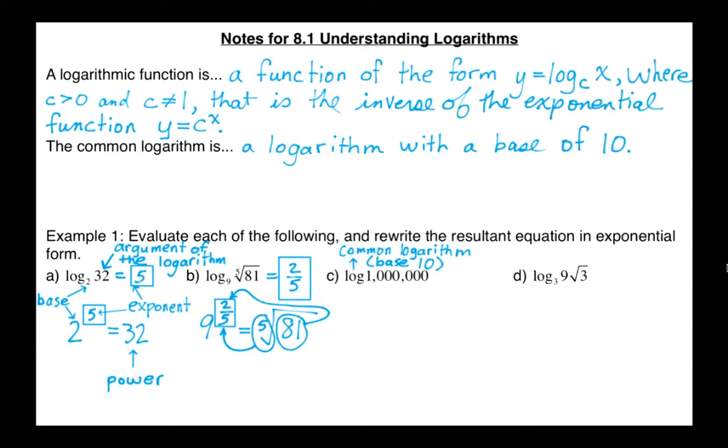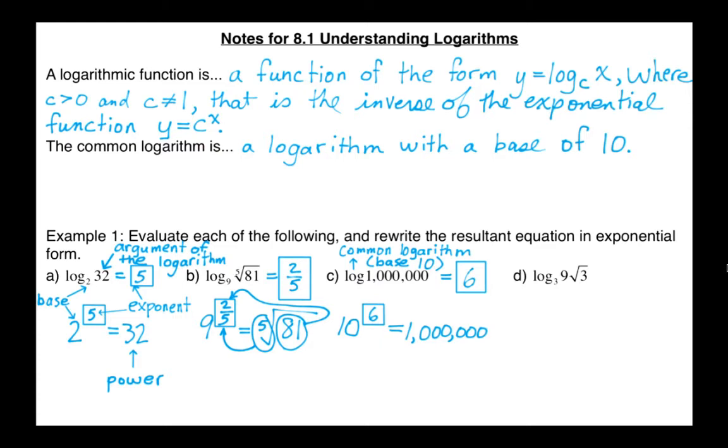It's base 10. So I'm going to rewrite that as an exponential equation. And so now the question is, 10 to the what equals 1 million? And all we have to do is count the zeros. And you can see there are 6 zeros here, so the answer is 6.